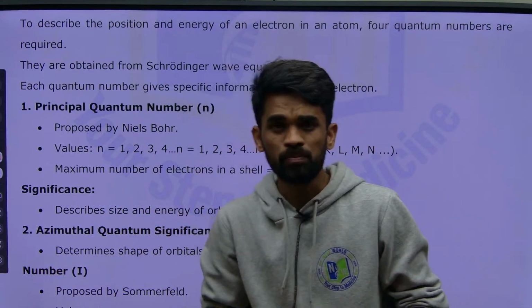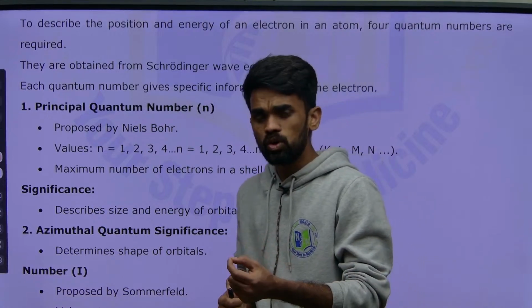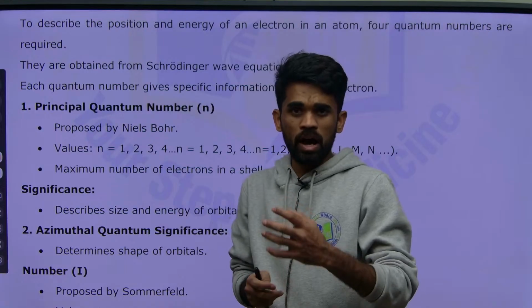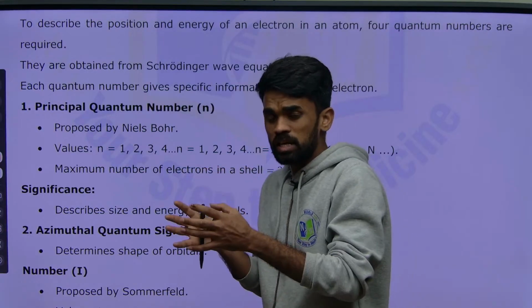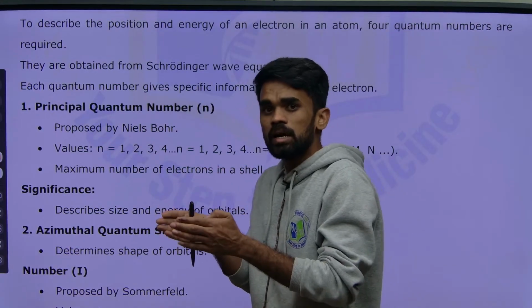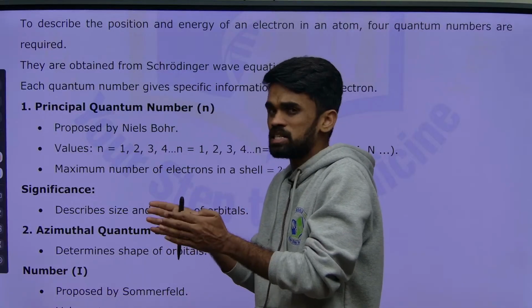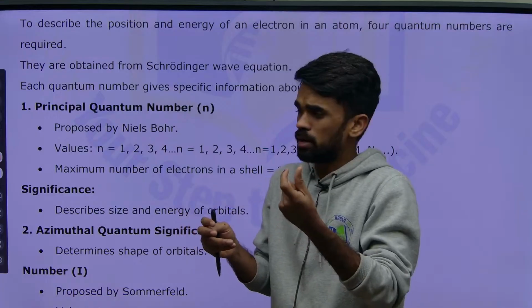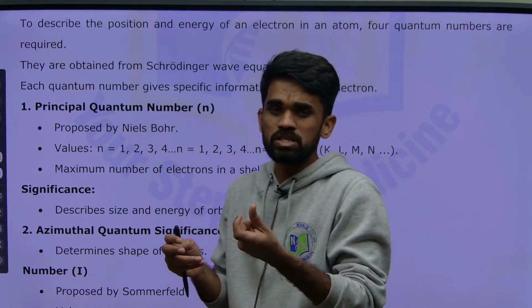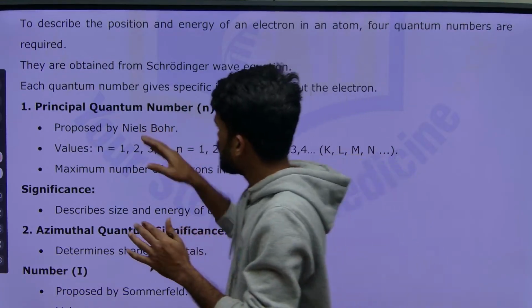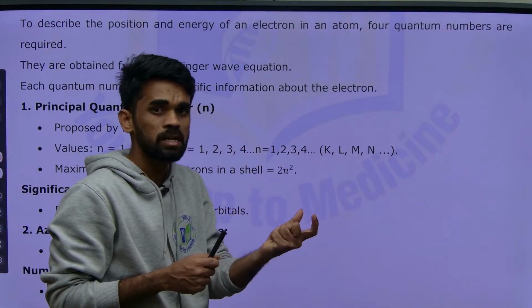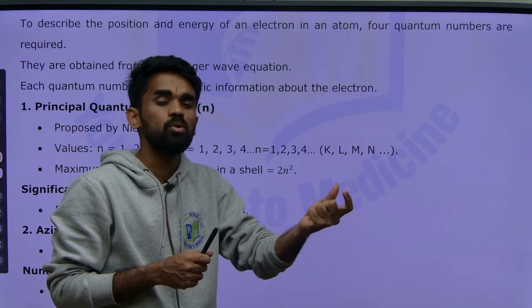For example, you are staying at your home, so how do you give your address? I belong to some particular state, particular district, and particular mandal or village, like that we give, and the home address like the house number, something like 1-20. Similarly here we have 4 quantum numbers. Each quantum number describes particular information about the electron.